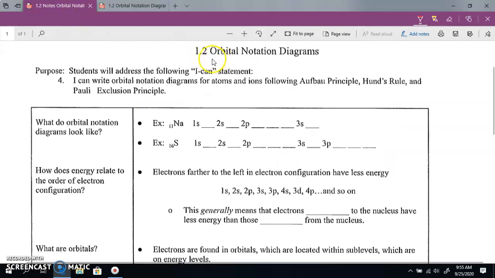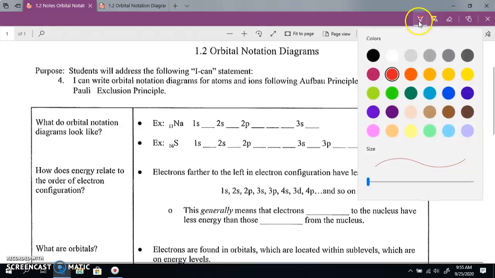Today, though, we're going to be learning about another representation called an orbital notation diagram. I think it's best to start out by taking a look at a couple of orbital notation diagrams so that you can see what they look like, and then we're going to work backwards and understand what all of this information means. So let's get started.